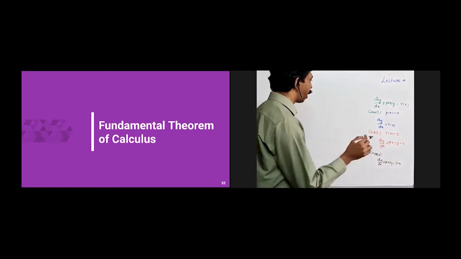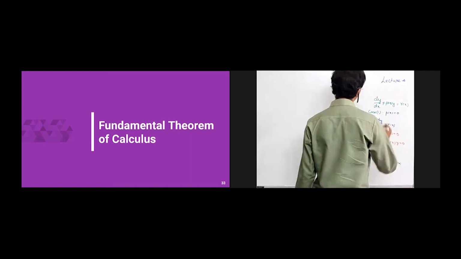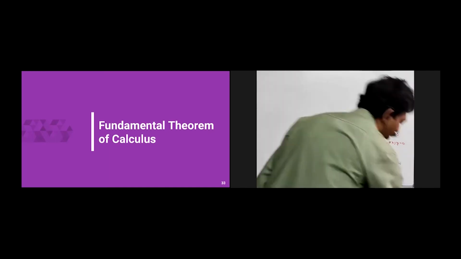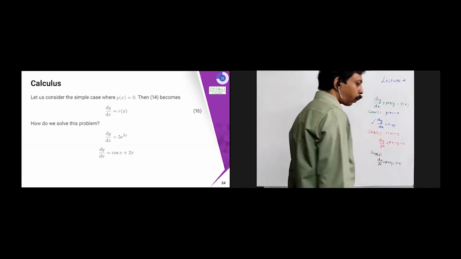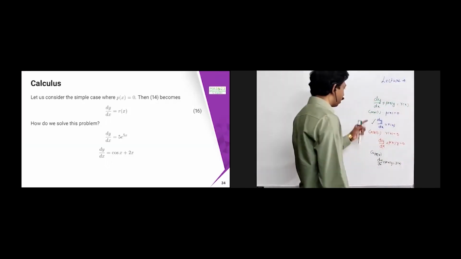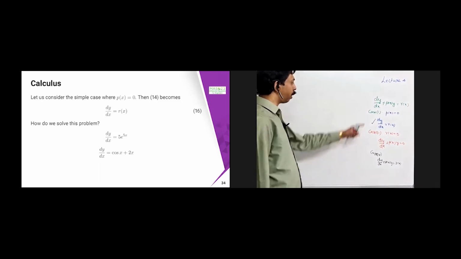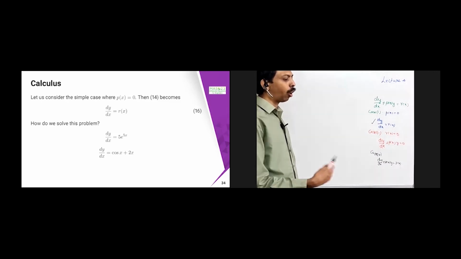Now we are going to solve case 1, so dy by dx equal to r of x. How do we solve the problem? I have considered the simple case for case 1, which is nothing but p of x equal to 0. Then dy by dx equal to r of x comes. How do we solve this problem?